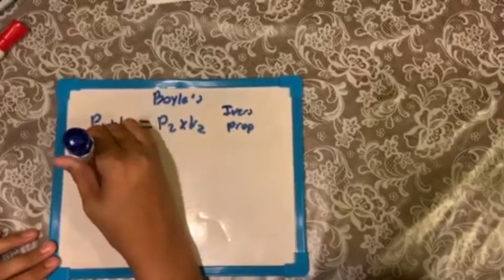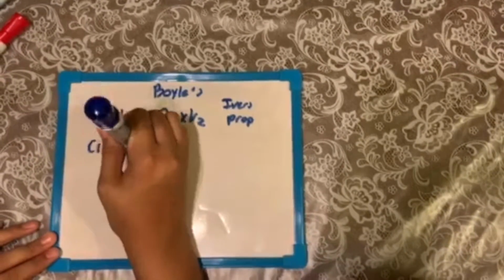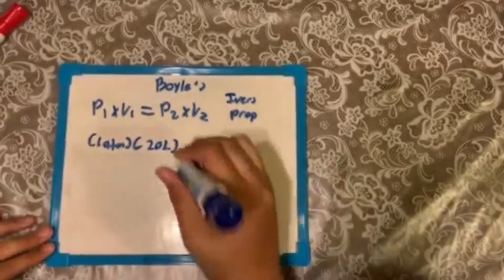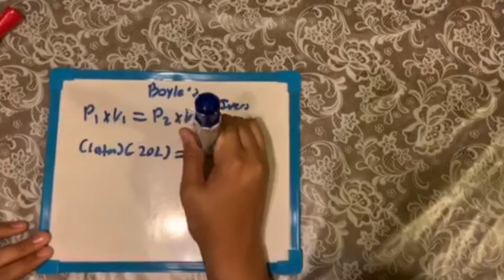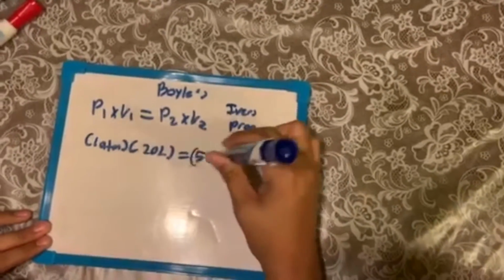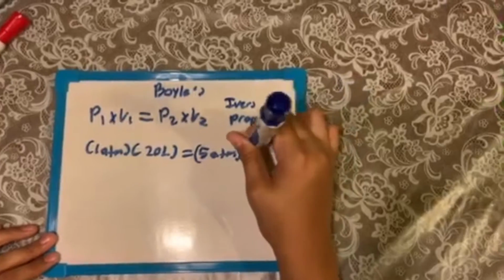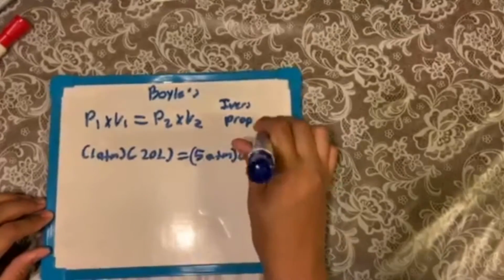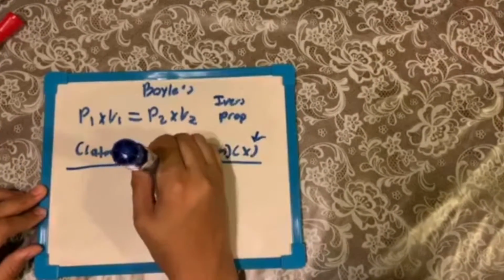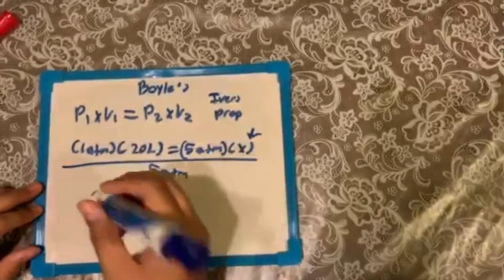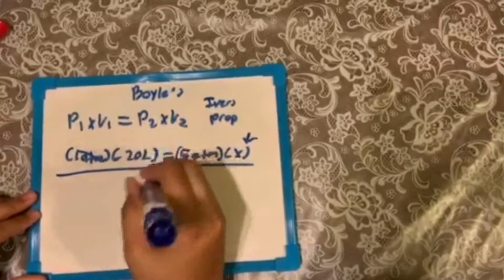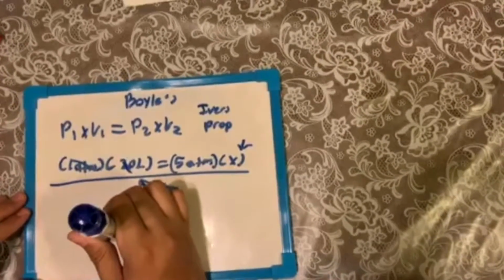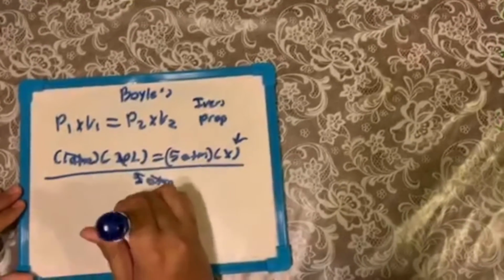Let's say P1 is 1 atm, and let's make volume 20 liters. P2, let's make that 5 atm. And volume 2 can be X, because we're trying to solve for volume here. To get X by itself, you have to divide both sides by 5 atm. So you would cancel out the atm, and 1 times 20 is just 20. Then 20 divided by 5 will give you a grand total of 4 liters being the X value.